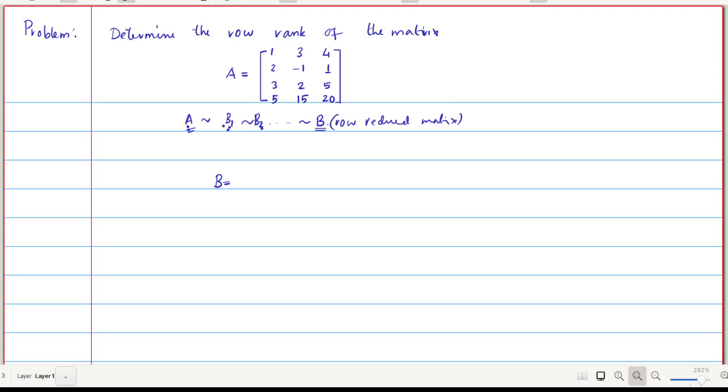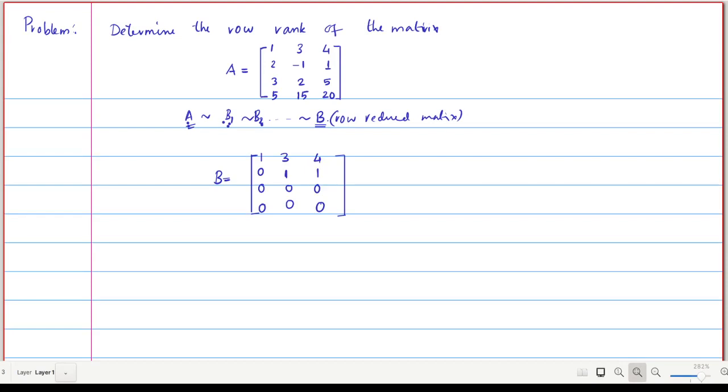I am not going to do all the row operations here, but I will write what B is, obtained from A by performing row operations. If B takes the form of a row reduced matrix, then you can easily say that the row space of B is the same as the row space of A. So the row rank of B will be the same as the row rank of A, because the dimension of the row space gives the row rank of the matrix. If this is a row reduced matrix, then we can choose the non-zero rows of this matrix to get the dimension of the row space of B. That will give the rank of B, and consequently you can get the rank of A as well.